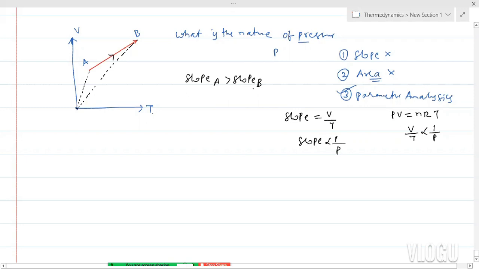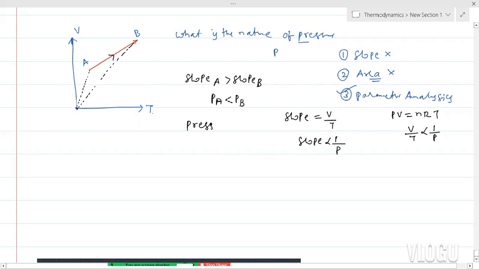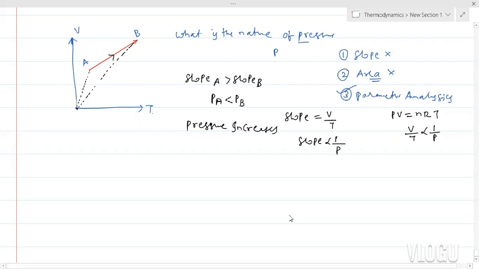So when slope A is more than slope B, automatically PA is less than PB. PA is less than PB. So therefore we will conclude the pressure increases.